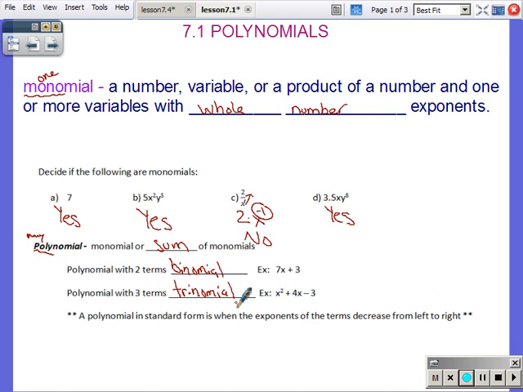Prefix being tri, 3 terms. My first term, x squared. My second term, 4x. Whoa, wait. This is subtraction. I thought it had to be the sum of monomials.